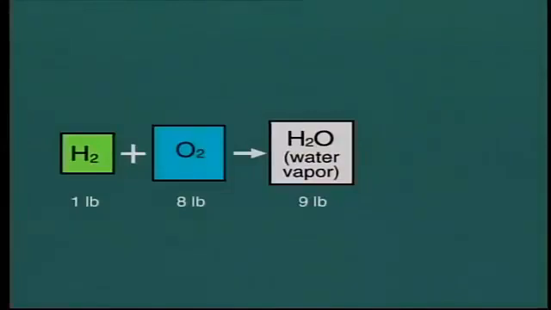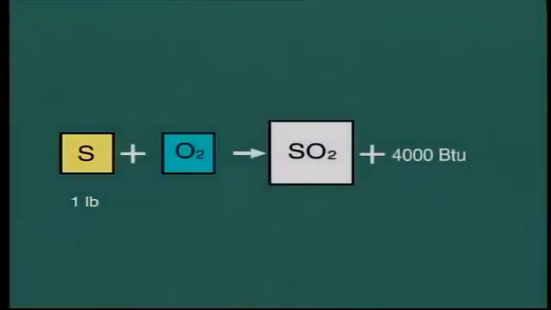The combustion of hydrogen releases a large quantity of heat, that is 61,500 BTU per pound of hydrogen. Sulfur, on the other hand, contains far less heat, that is 4,000 BTU per pound, and requires 1 pound of oxygen to combust. This reaction produces 2 pounds of sulfur dioxide, SO2.